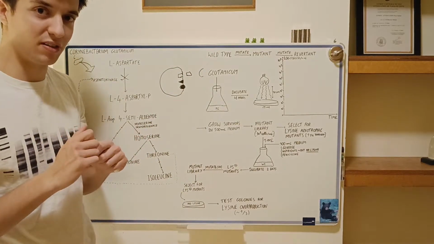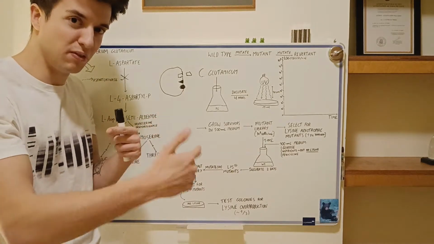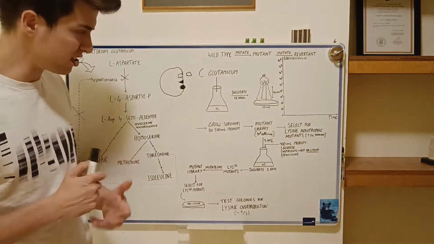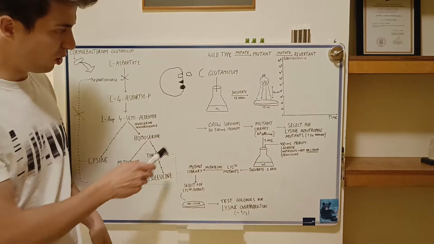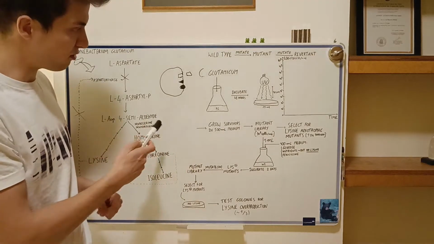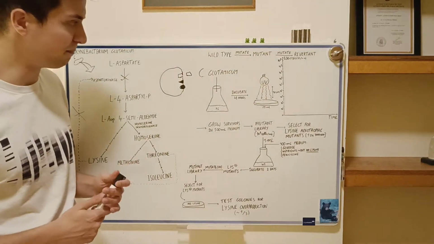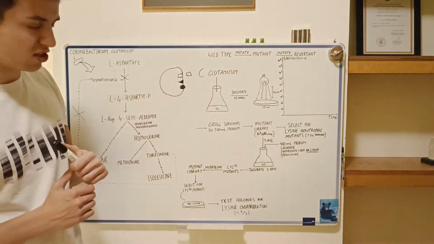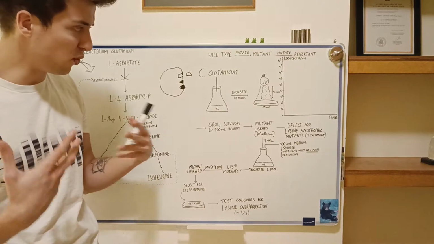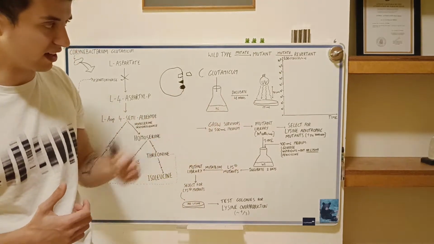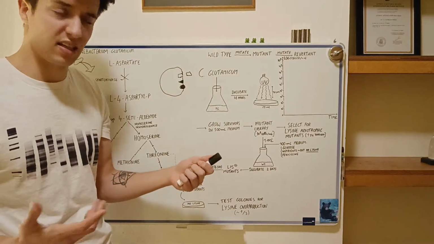That's called a revertant. The second mutation reverses the first mutation. We basically just start with our C. glutamicum. We multiply it, make a colony out of it by incubating it for 48 hours in 1 liter of media. Then we need to make the first mutation. We do this just by radiating the cells with UV light, which causes random mutations in the DNA.